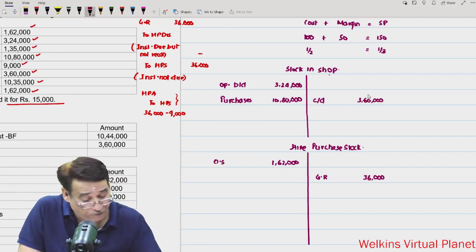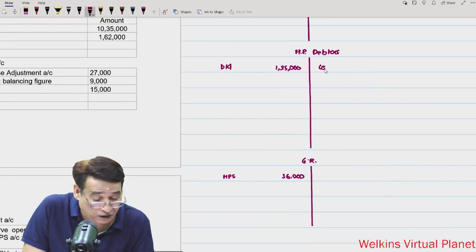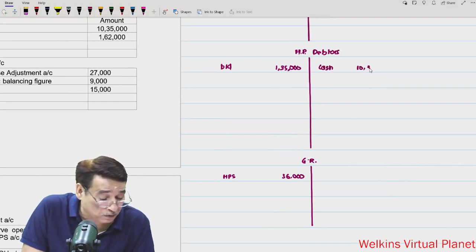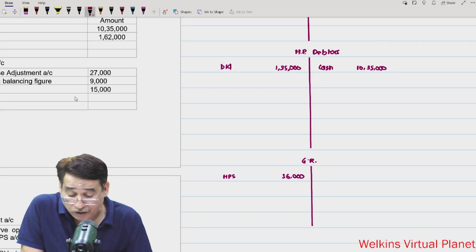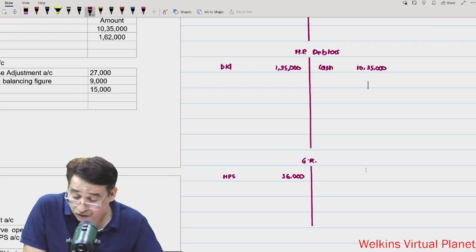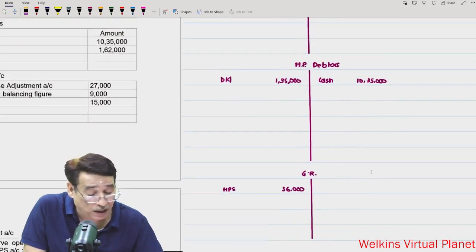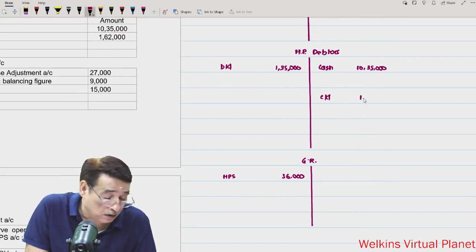Then cash received during the year, cash received in debtor's account, you are going to write 10,35,000. Then we have been given installment overdue 1,62,000. So hire purchase debtor's account, balance carried down, I am going to write 1,62,000.